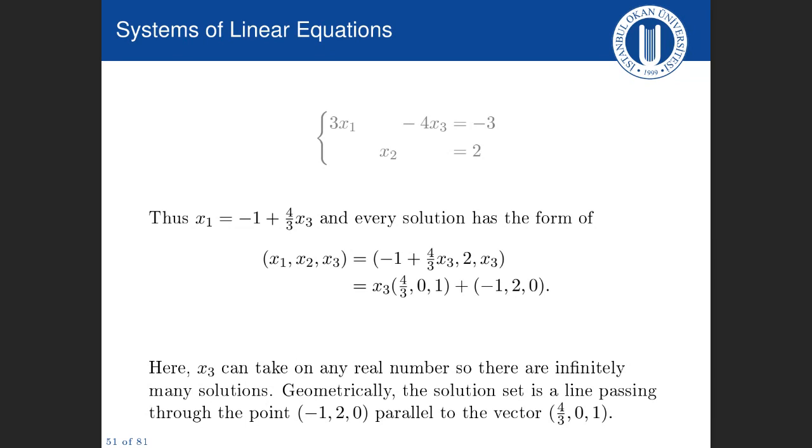Geometrically, this is a line. It's a line which passes through the point minus 1, 2, 0, parallel to the vector 4 over 3, 0, 1. You studied equations of lines in Mathematics 2.